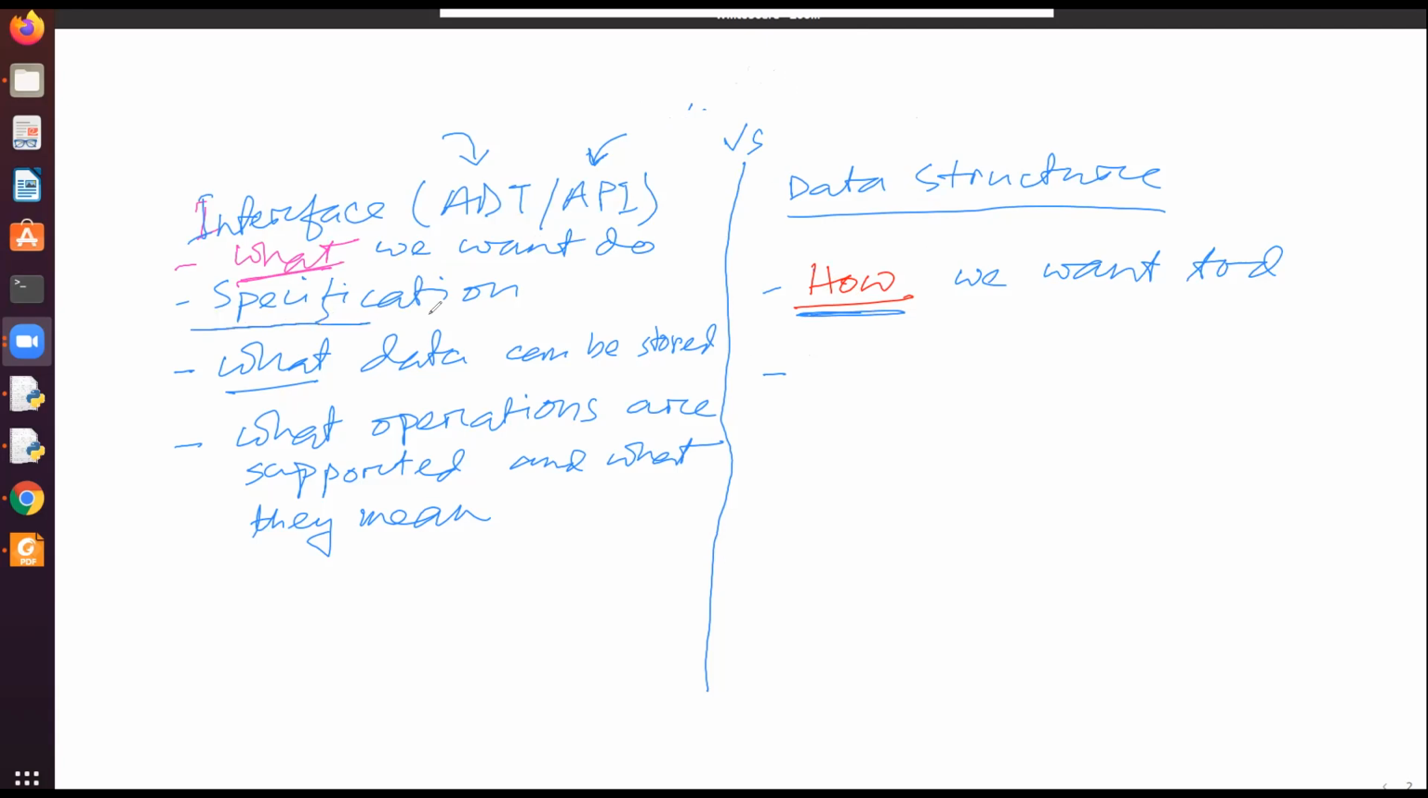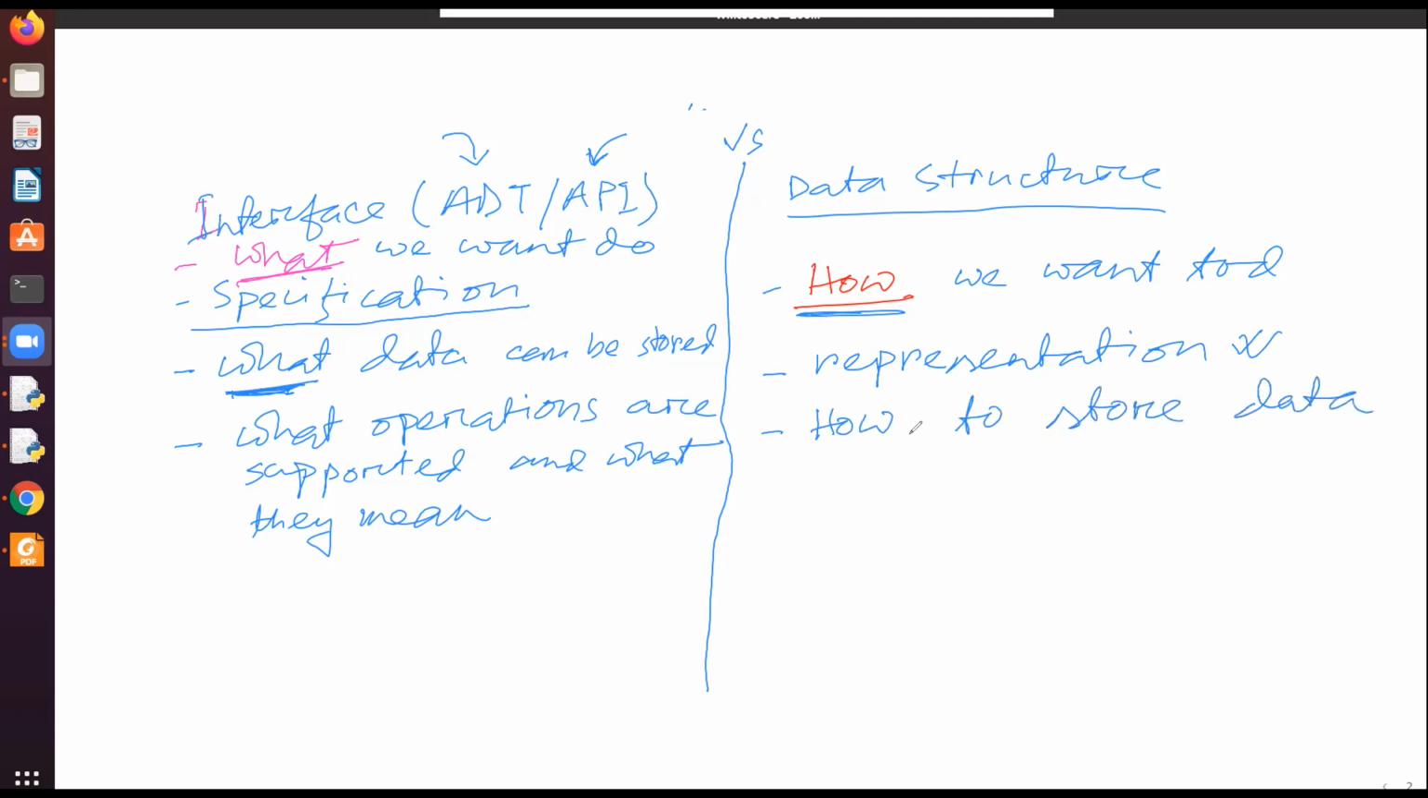And here we are interested about specification. Here we are interested about representation, actual representation of things inside the memory of the computer. That is, it is actually discussing the practical implementation aspect of the problem. The interface discusses what data can be stored, and data structure discusses how to store data.